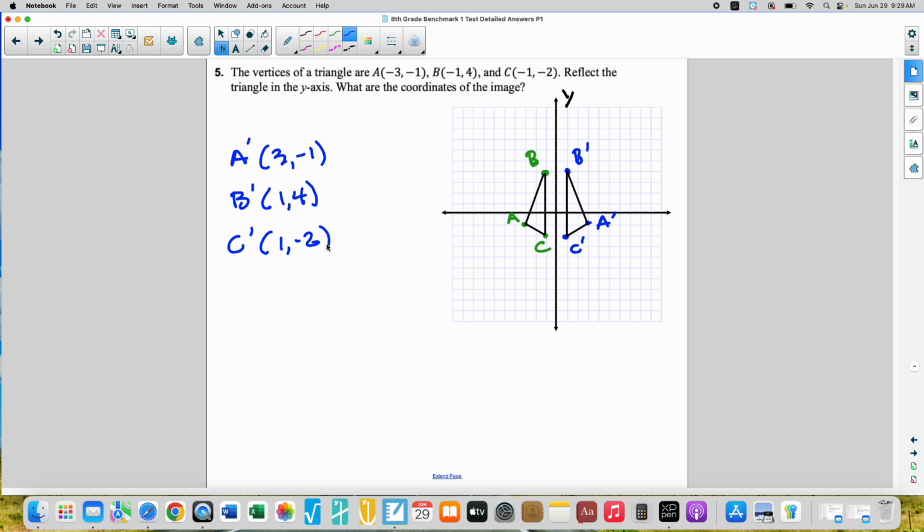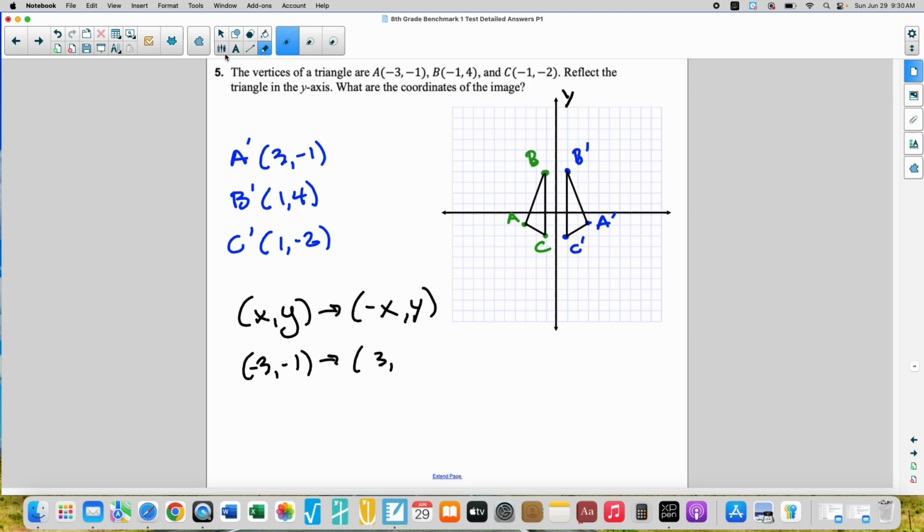So again, if we wanted to write an equation for every x, y, the translation is just going to be the opposite of x, comma y. So notice if we take our original point, negative 3, negative 1, and translate it, you would get 3, comma, the opposite of negative 3, comma, negative 1. And that produces 3, comma, negative 1, which is our reflected point.